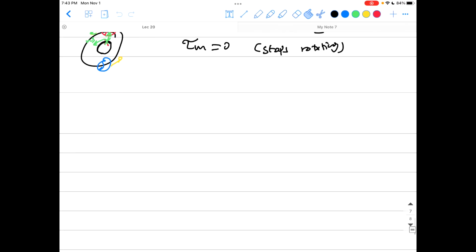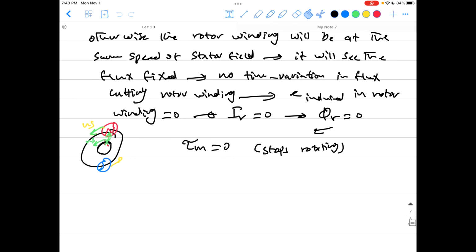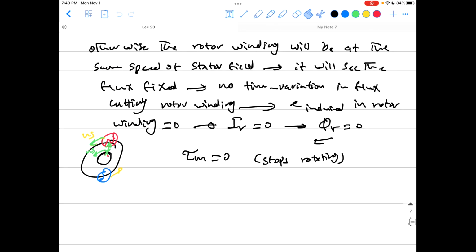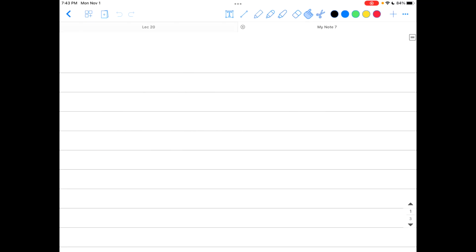Okay, so that was a revision for the theory of operation we talked about last time, because that's very, very important to keep in mind. And I'm going to start today by emphasizing something that is very important to understand. So that is the theory of operation of the induction motor, and it continues after last time.